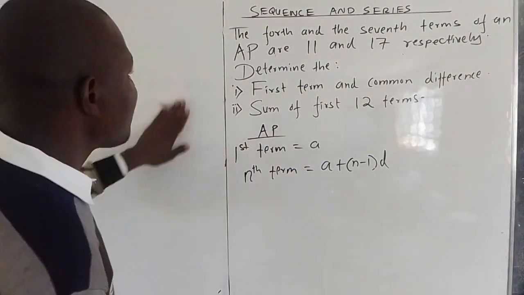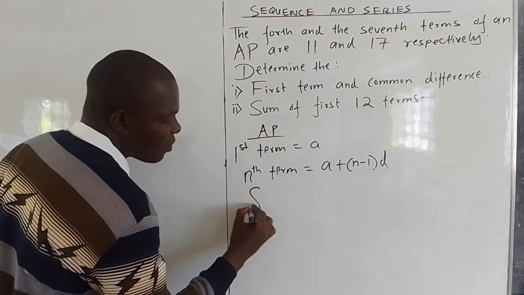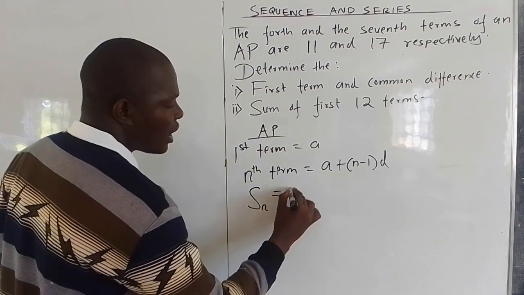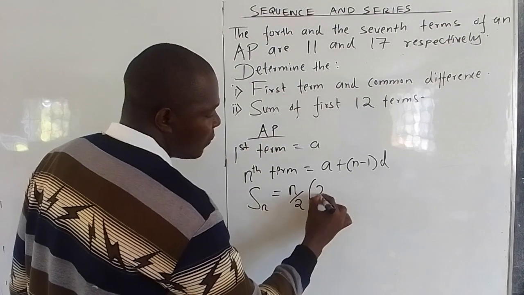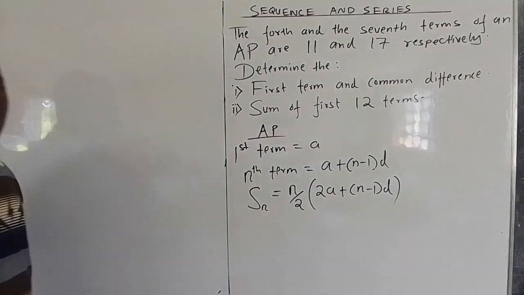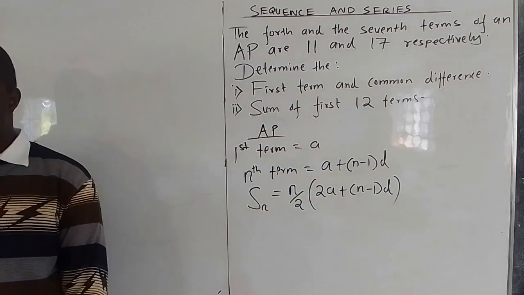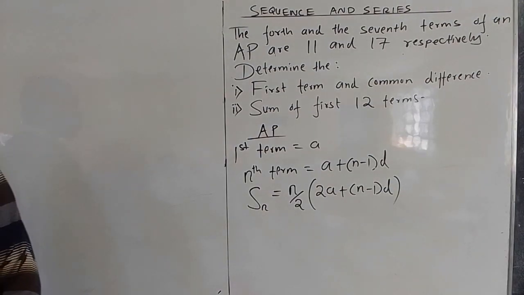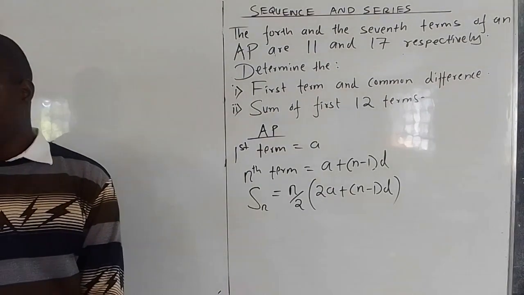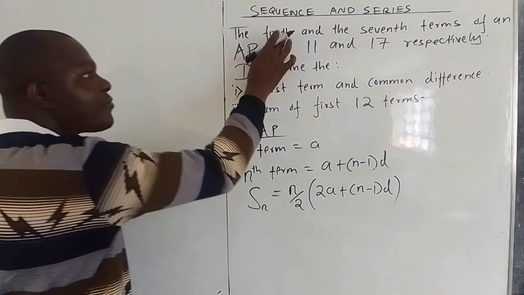Then another thing you need to know about arithmetic progression is that the sum of n terms is given by n over 2 into 2a plus n minus 1 into d. So once you have identified the unknowns, the next step is to read the question and filter the statement, isn't it? You start with the fourth and seventh terms.